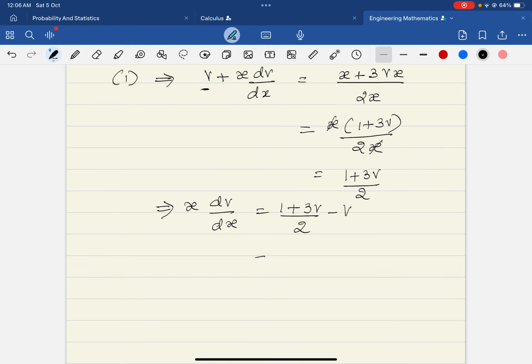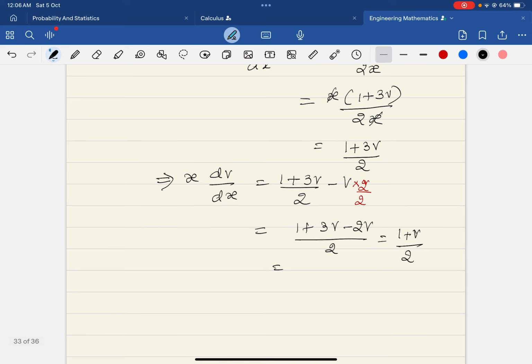So now how to solve this? You will be multiplying this with 2 and dividing by 2. So when you multiply and divide this denominator, then you will get the solution. So that is 1 plus 3v minus 2v, then the denominator is always the same. That gives you 1 plus v by 2. So this is what your x dv by dx equals.